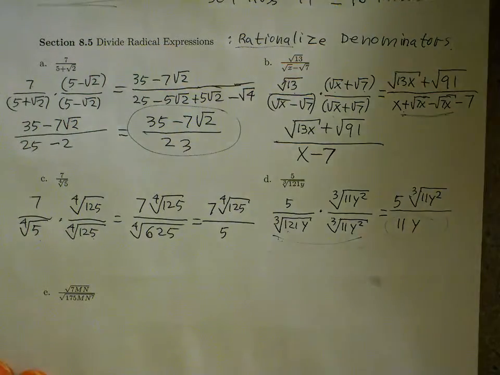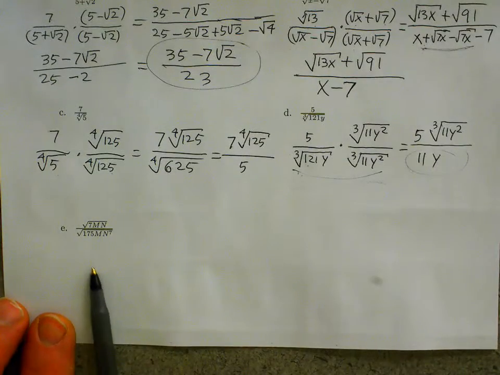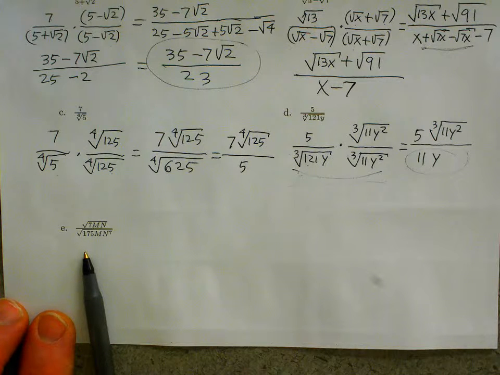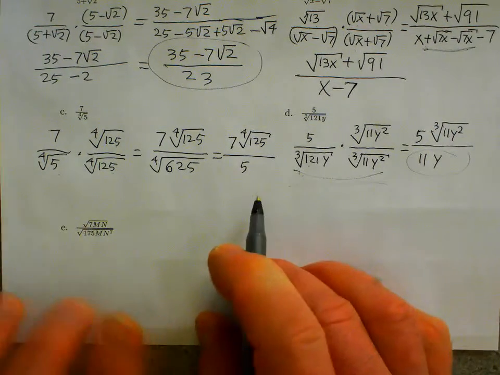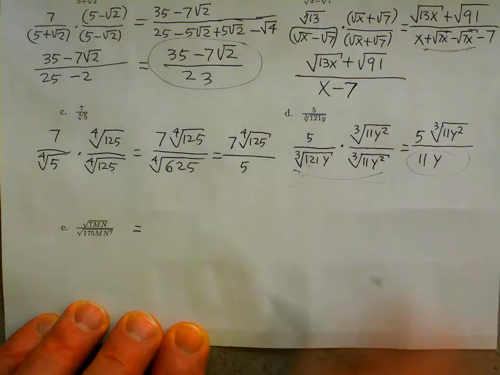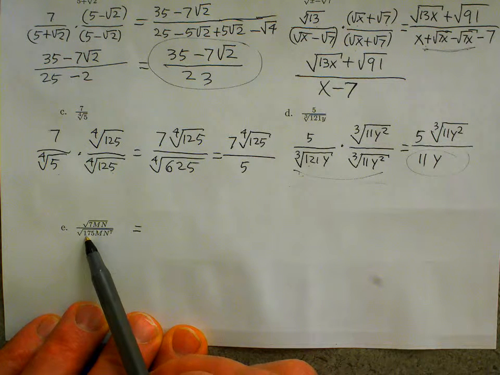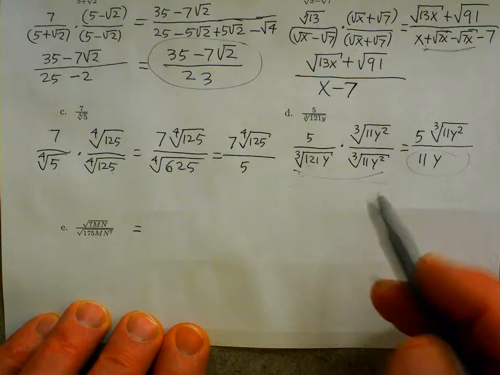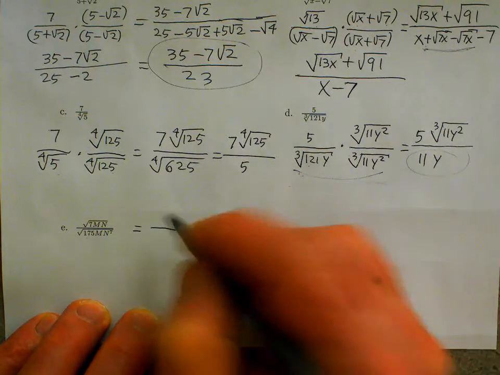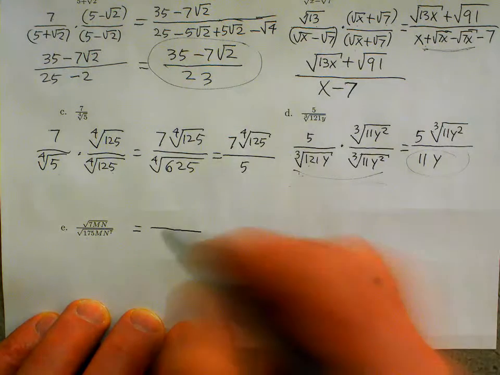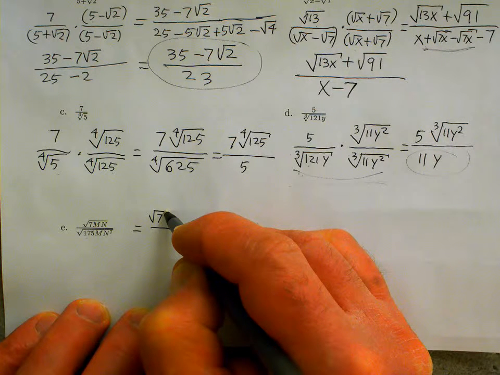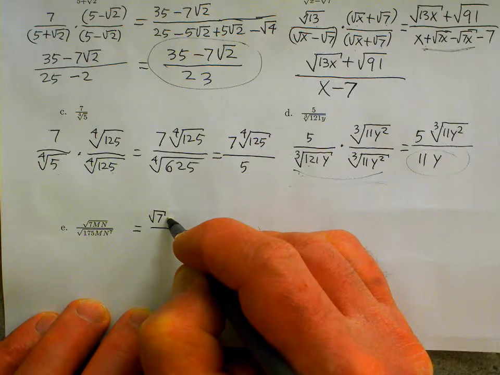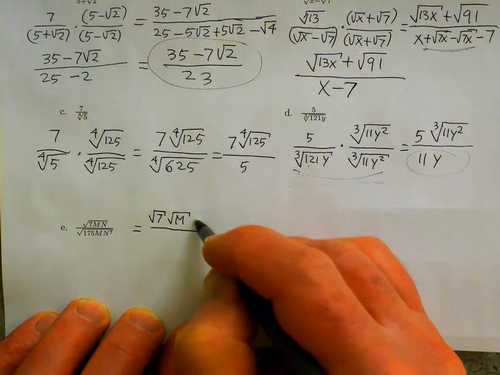Okay, the next one, simplify the square root of 7mn divided by the square root of 175mn to the 7th. So on this one, notice that in the denominator, 175 is 7 times 25. So we can simplify first. Let's just think of the numerator as the square root of 7 times the square root of m times the square root of n.